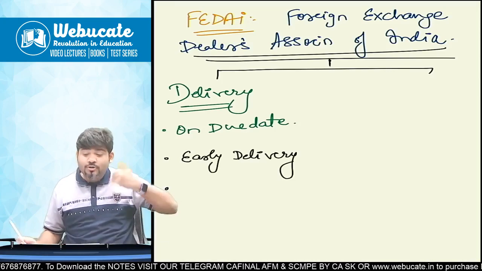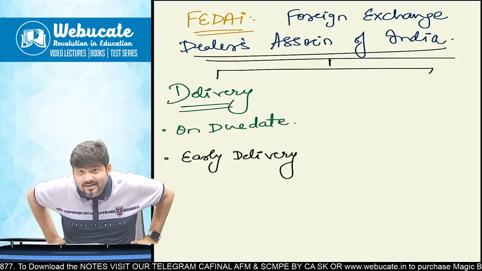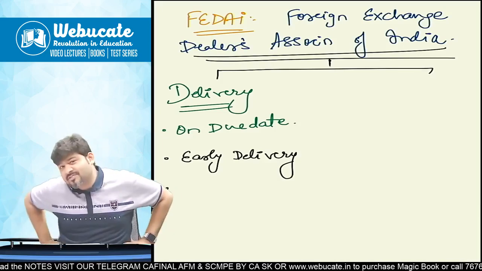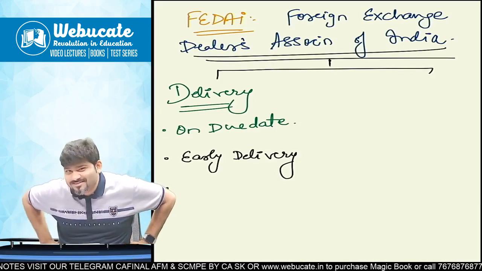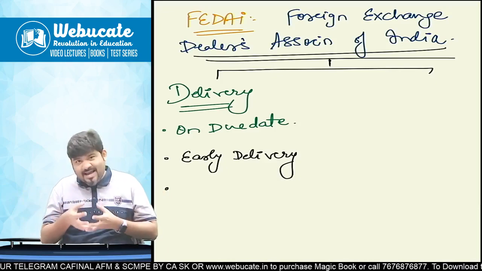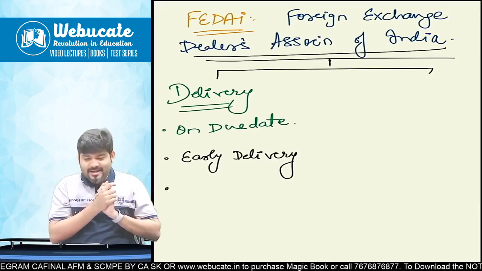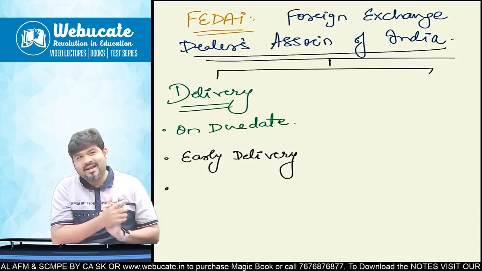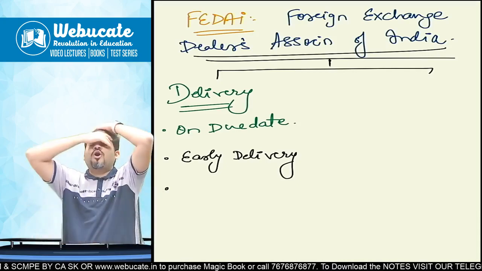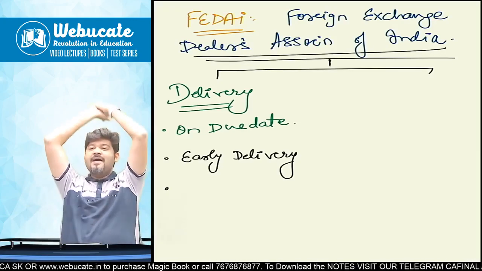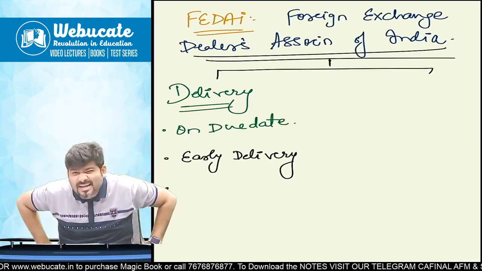There might also be a possibility that on the due date, I have to transfer $1 lakh to my client, right? So what am I supposed to do? I am supposed to take 85 lakh rupees to the bank and tell the bank, 85 lakh rupees, give me $1 lakh. But on the day of delivery, on the due date, I am not able to arrange 85 lakh rupees.